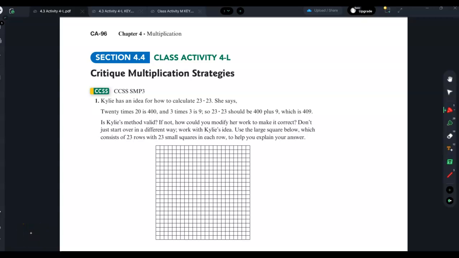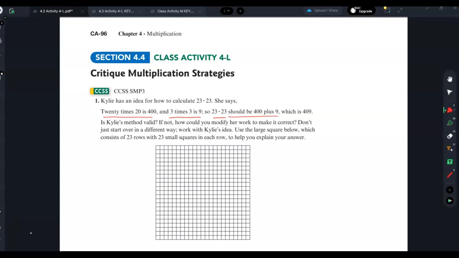Kylie has an idea for how to calculate 23 times 23. She says 20 times 20 is 400 and 3 times 3 is 9. So 23 times 23 should be 400 plus 9, which is 409. So this is asking, is Kylie's method valid? If not, how could you modify her work to make it correct? It says, don't just start over in a different way.